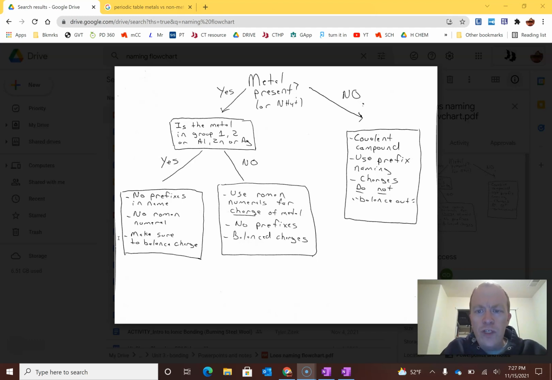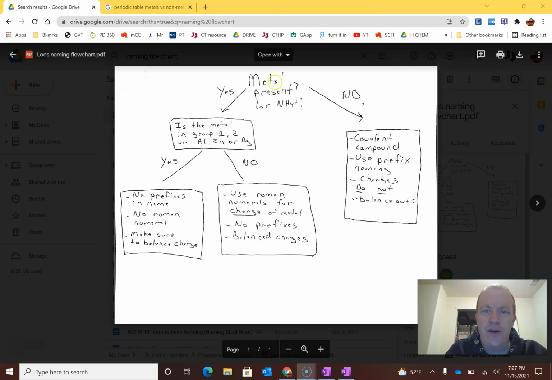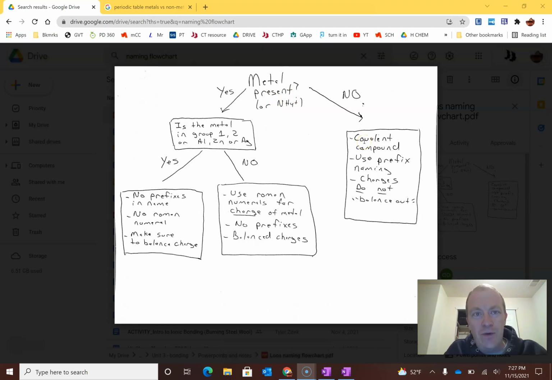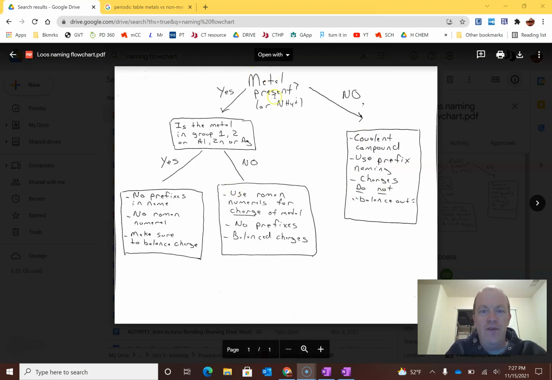So what you have here is a flowchart. This flowchart is also available on Schoology, and this is definitely not intended to teach you everything you need to know about naming, but rather it's trying to get you in the right frame of mind for the things that you're going to name. So it's basically a series of questions that you ask yourself. The first question is, is there a metal present or the polyatomic ion NH4? If the answer to that question is no, that's when we're doing the covalent compounds, that's when we're using prefixes and nowhere else.